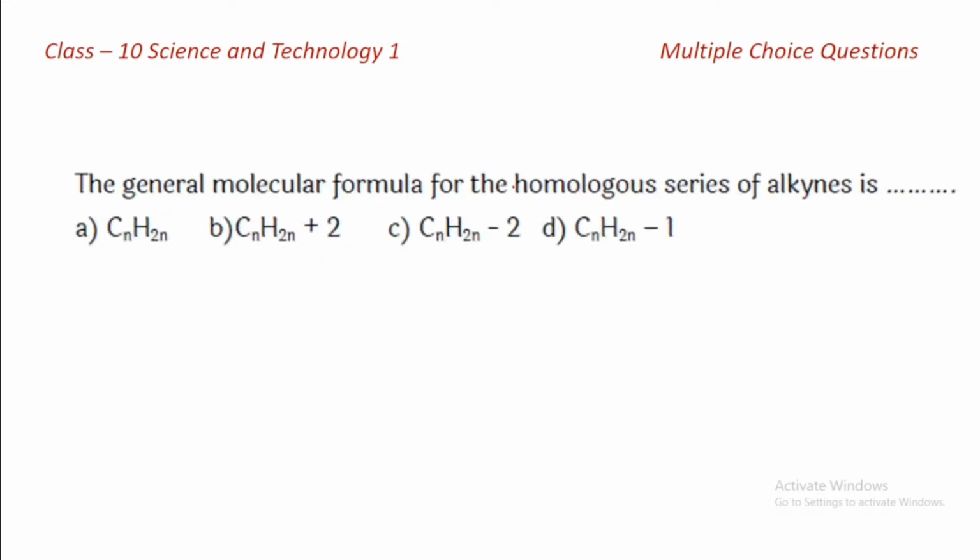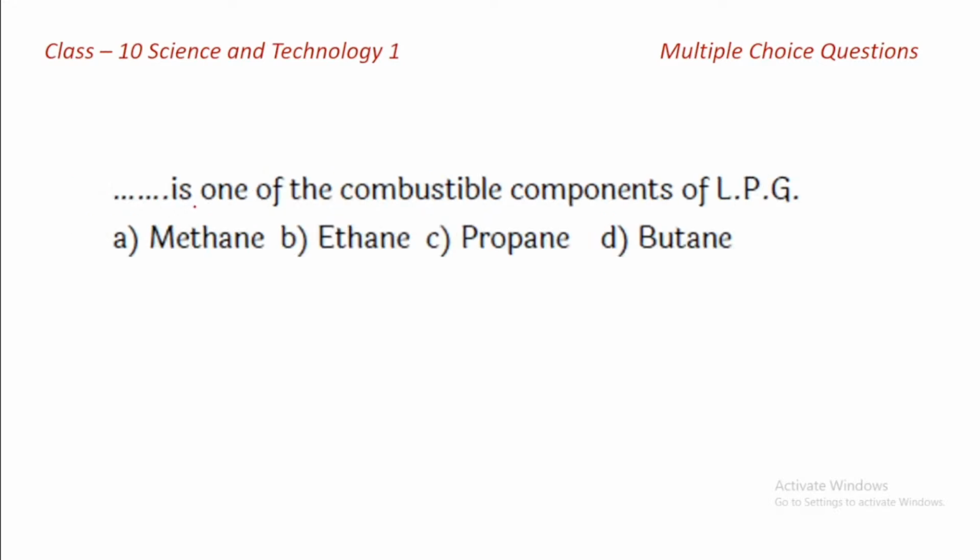The general molecular formula for the homologous series of alkynes is dot dot. CnH2n, CnH2n+2, CnH2n-2, or CnH2n-1. So the correct answer for this question is option C, CnH2n-2. Dot dot is one of the combustible components of LPG. Methane, ethane, propane, or butane. So option C is the correct answer. Propane is one of the combustible components of LPG.